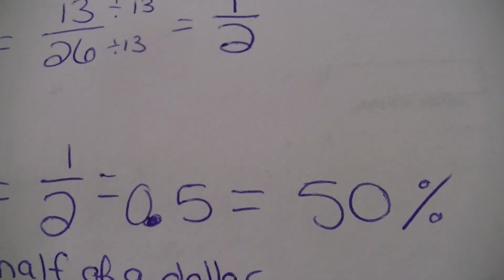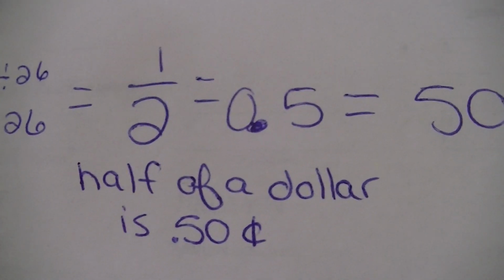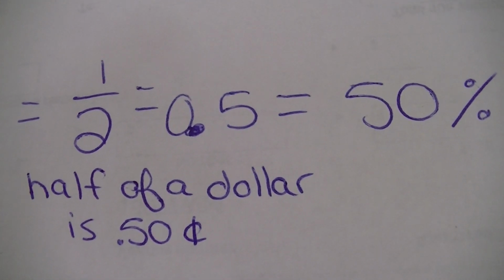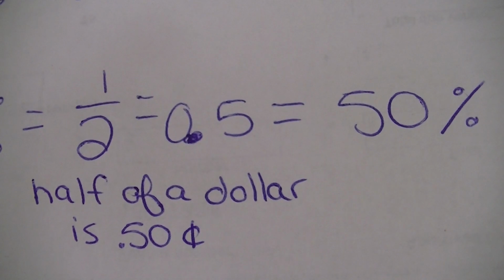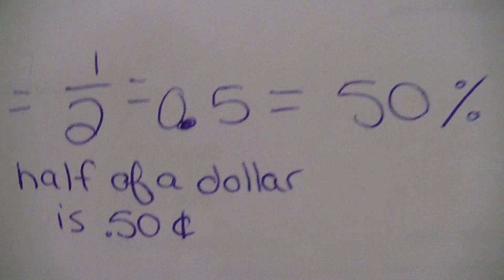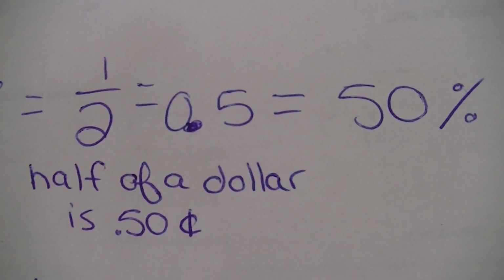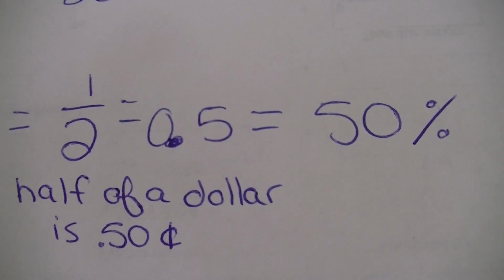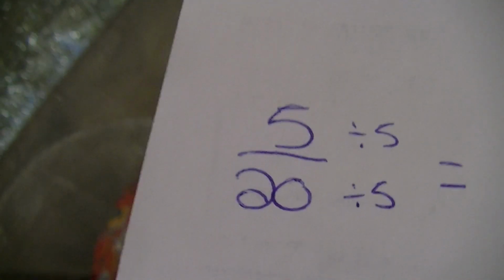Now, percent, think of it like cents, like dollars, right? Half of a dollar is 50 cents. So 50%, right? Good way to think of it. Money we talk about more than fractions. We like money a lot more than fractions, so sometimes it's easier to think of it like money. All right, let's look at another one.